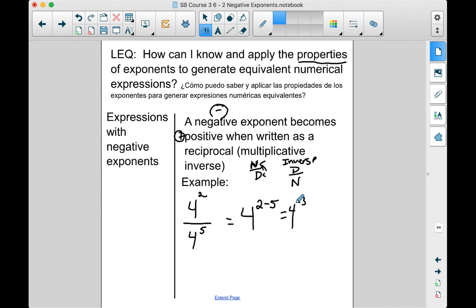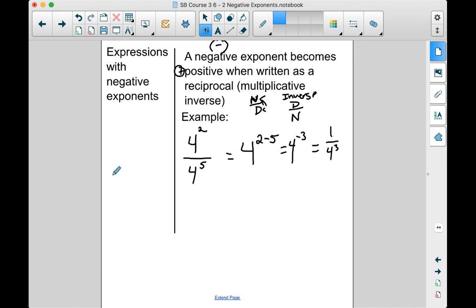I've got to remember my integer rules too, my positives and negatives, which is the same thing as 1 over 4 to the third. Okay? Because this here with a negative exponent became the reciprocal. That would be me showing it in exponential form. If I were to show this in expanded form, it would look like this.